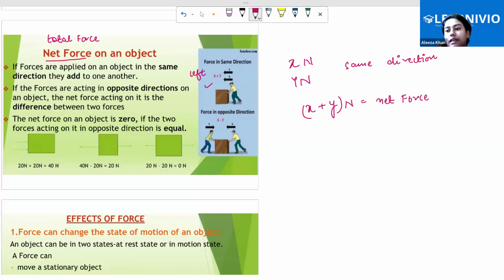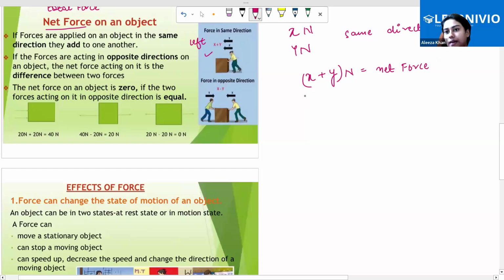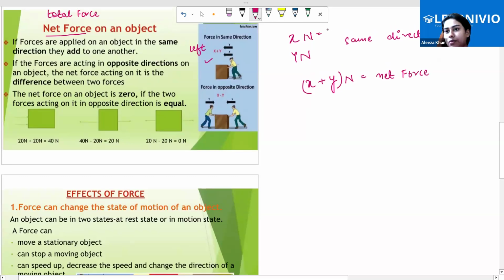If I explain in terms of numbers, let's say X is 60 Newton and Y is 30 Newton. Got it? So 60 plus 30 is how much? In total, 90 Newton has been applied. 90 Newton force has been applied onto this box in the same direction. Got it? Yes, ma'am.